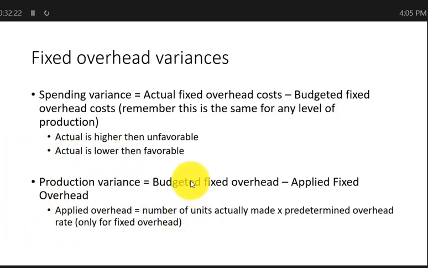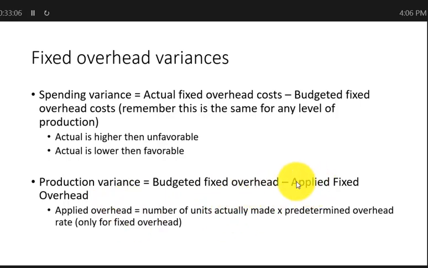Then the second part of the variance that sometimes gives us a little hassle is we're going to compare the budgeted fixed overhead. That's the same thing as here. And what we applied. Applied overhead is the number of units actually made times the predetermined overhead rate. Okay? So remember, don't get the variable overhead in here, because we've already dealt with that. Just the fixed overhead. So we compare the budgeted fixed overhead with the applied, and the applied is what we actually made.